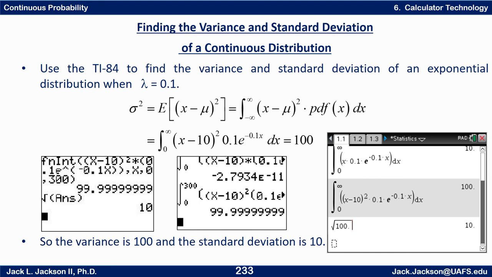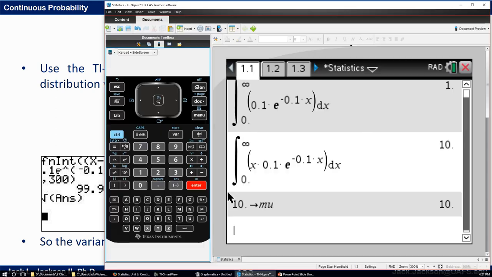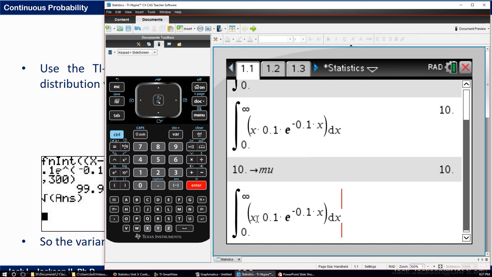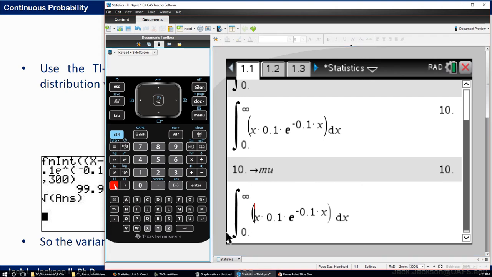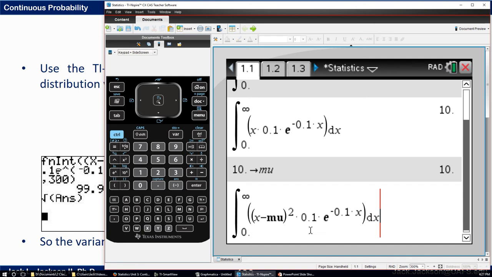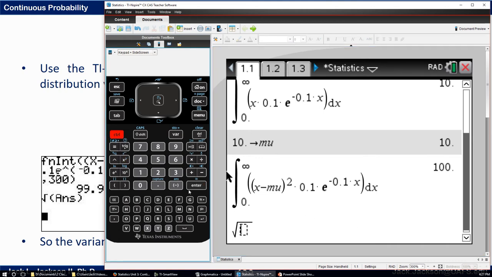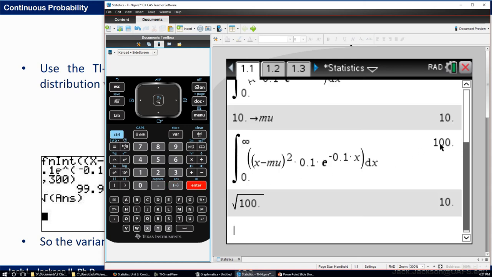Let me show you that from the, let's do the Inspire first. Okay, so I can go back to here, copy that, and pull that back, and then what I want to do now is take this and put parentheses around that x and then say minus mu, close parentheses, and square that times the PDF of x. Integrate it from all x's and enter, and there's our variance. And of course you can take the square root of that answer. The 100 is the variance. The square root of that is the standard deviation.